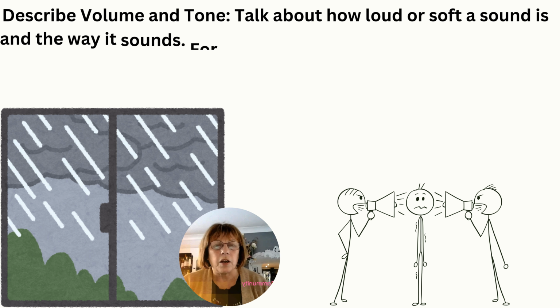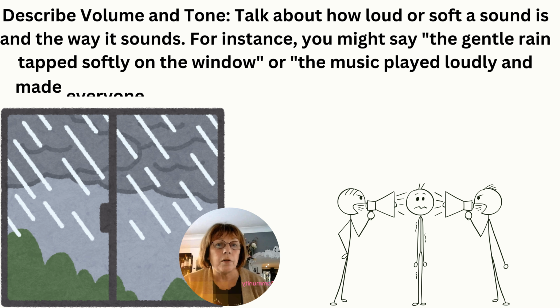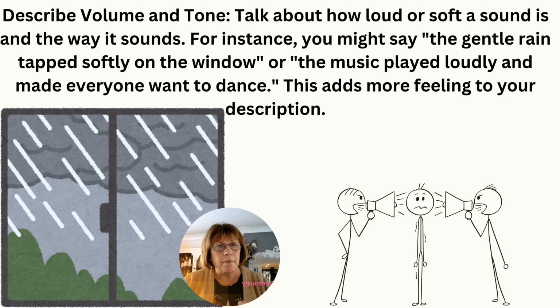When you're using description, remember to describe volume and tone. This is really important for the impact of the description you write. So write about loud or soft or the way it sounds. So you might write the gentle rain taps softly on the window. That's lovely, isn't it? It gives that whole idea in the mind of what the rain was doing. Or the music played loudly and made everyone want to dance. That's a good expression as well, isn't it? Both of those ideas would improve your writing. So when you're writing description, add more feeling to volume and tone.